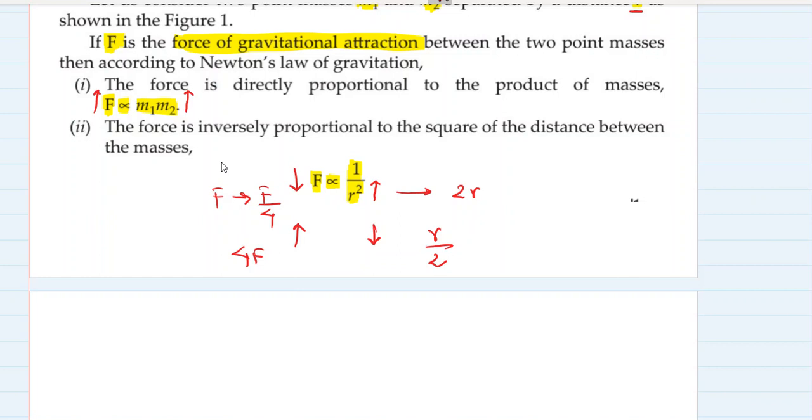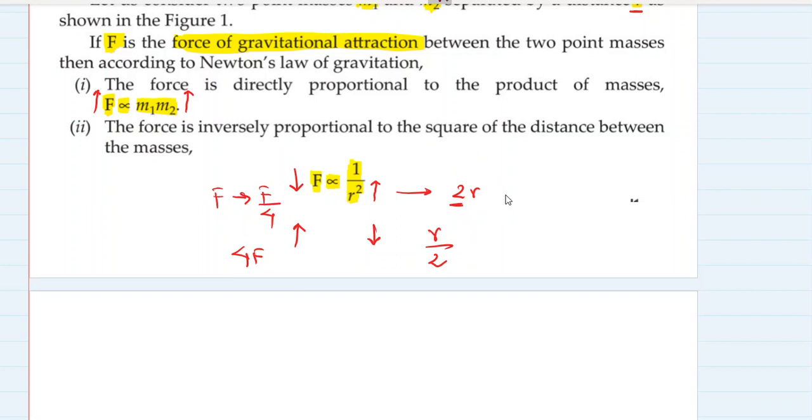So what you do is, whatever multiple you multiply with your distance, you square that multiple, and then you reciprocal it, and then you multiply it with the force. So if I'm doubling the distance, that is, I'm multiplying 2 with the distance, what is the square of 2? 4. So I divide the force by 4.